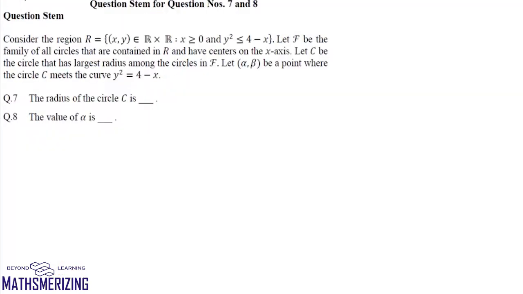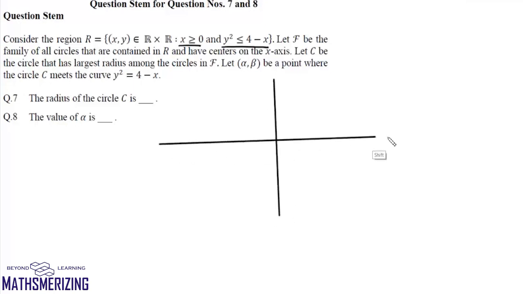Now the question is, consider the region XY such that x is greater than or equal to 0 and y square is less than or equal to 4 minus x. So we have this region which lies inside of this parabola. y square is less than 4 minus x and x is greater than or equal to 0. So this circle is in this region. Now we need to find this circle C having the largest radius which can be inscribed in this region.